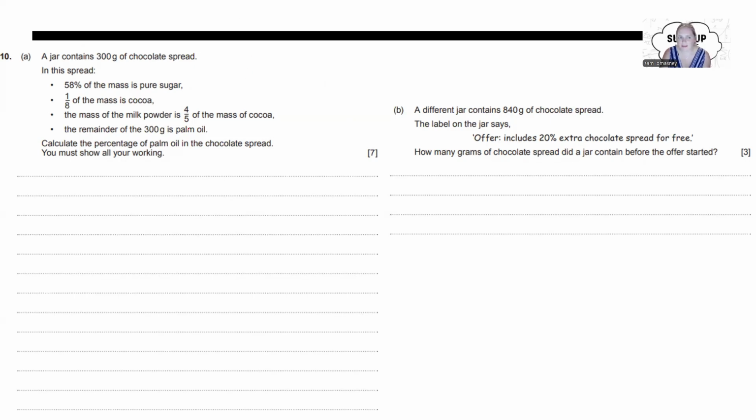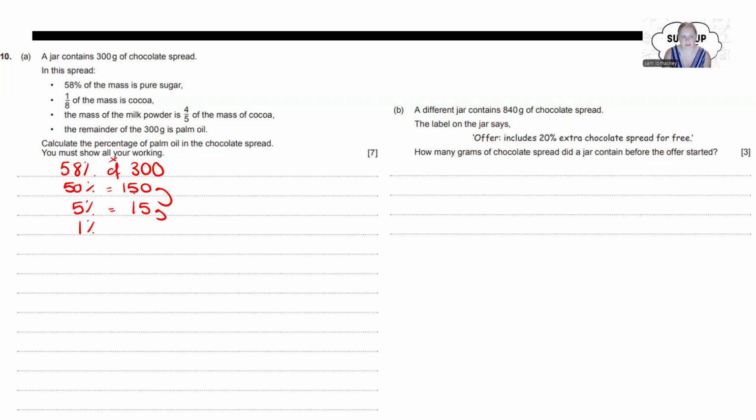10. So again, read the question, pause it if you need to. But I'm going to start straight away here. We've got 58% of the mass is sugar, so out of the 300. So 58% of 300. Remember that 'of' means times, so you might want to write a little note there. How am I going to do this? 50% is 150. 5% is going to give us 15.